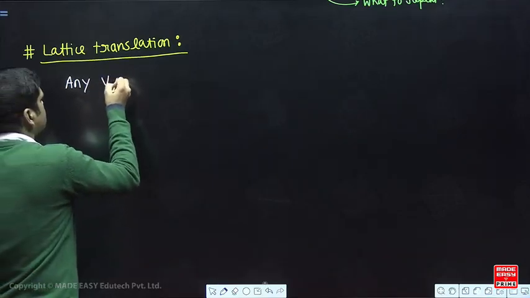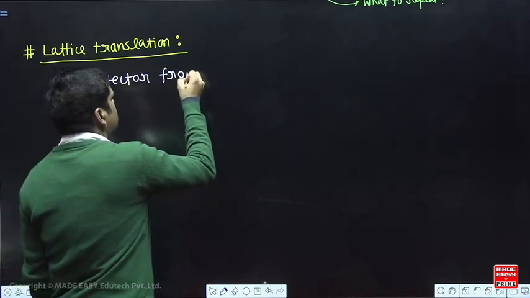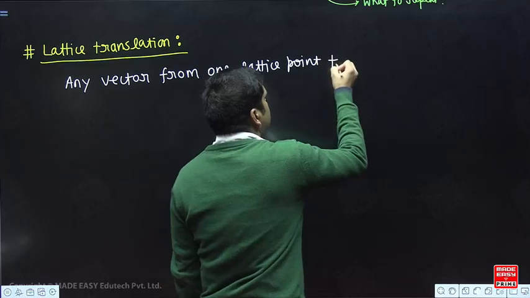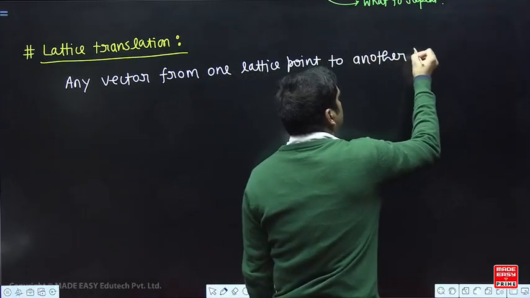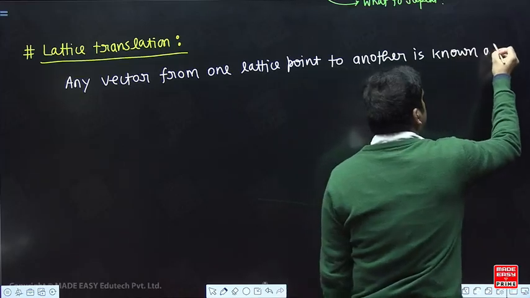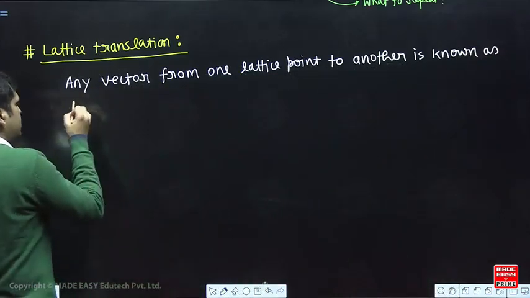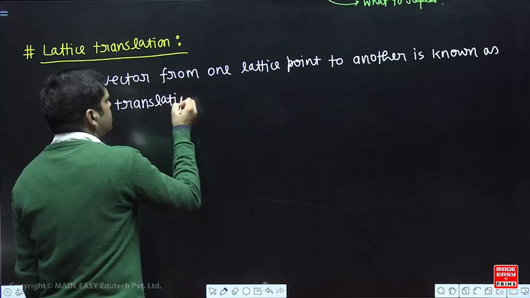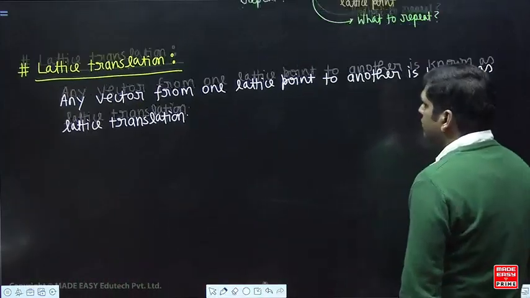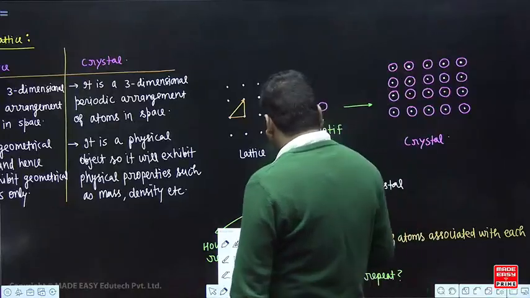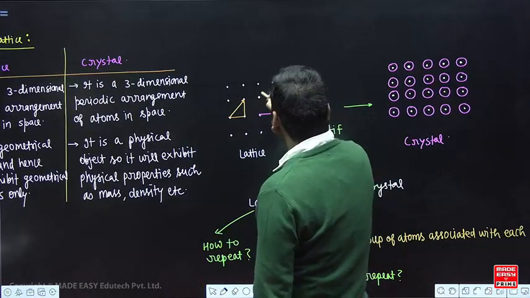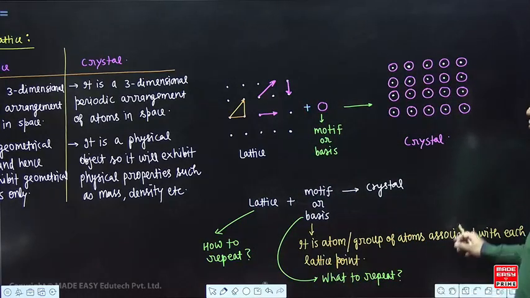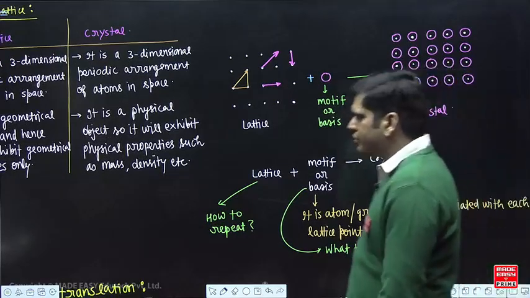Any vector from one lattice point to another is known as lattice translation. For example, you see, this is your lattice structure. You connect any 2 points. These 2 points are lattice translation. These 2 points are lattice translation. These 2 points, they are lattice translation. So any vector which is connecting 2 points is known as lattice translation. Please note down.